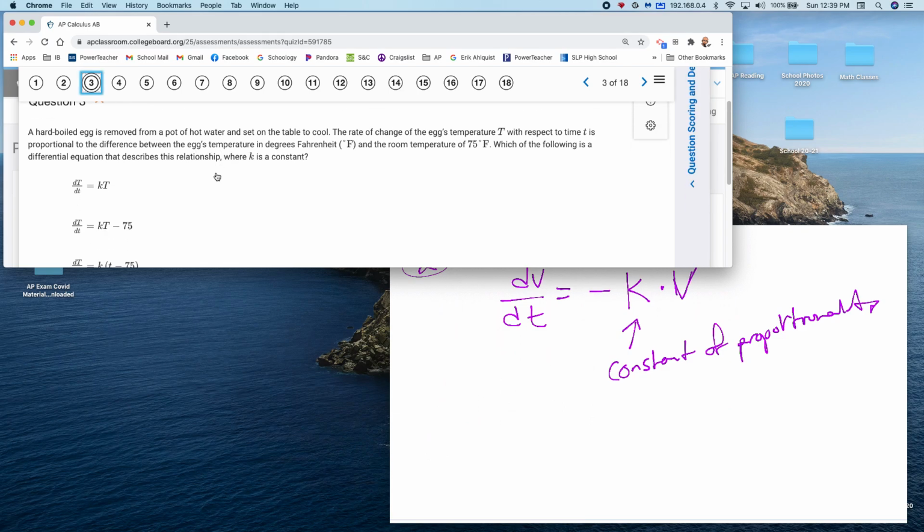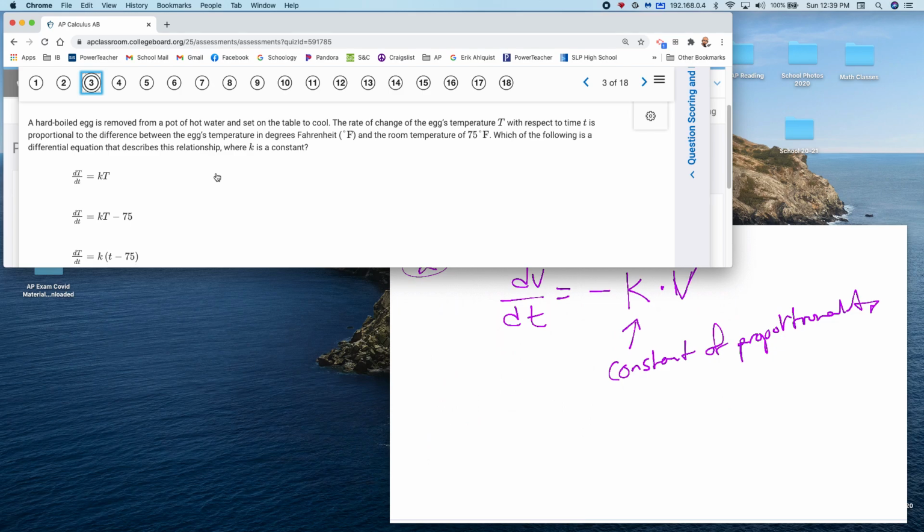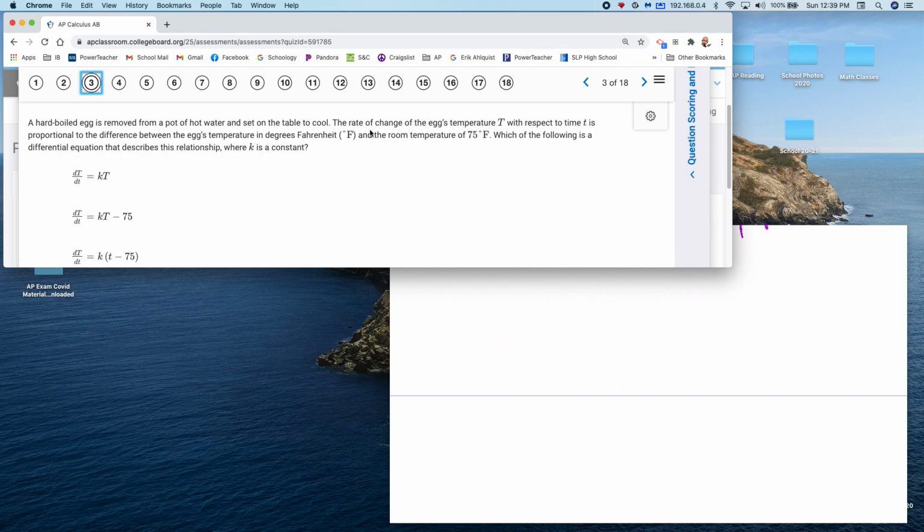Hard-boiled egg removed on a table and set to cool. The rate of change of the egg's temperature, which is dT with respect to time, T is proportional to the difference between the egg's temperature in degrees Fahrenheit and the room, which is 75 degrees. So T minus 75.